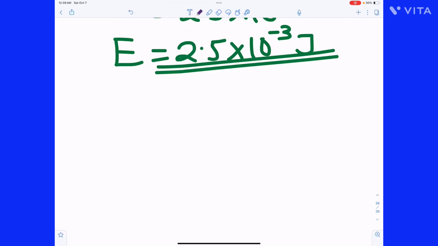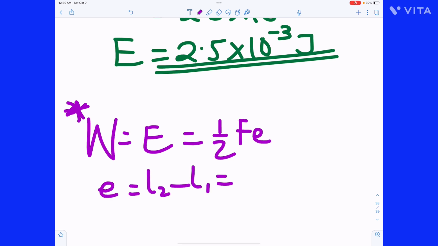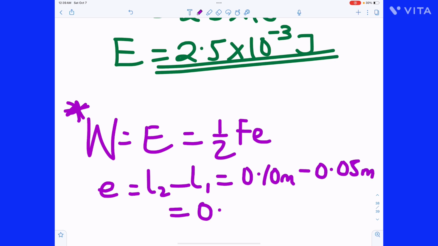I could have said, okay, work done is energy stored. Energy stored in the wire is work done, which is half Fe. So my extension is L2 minus L1, which is 0.10 meters minus 0.05 meters. And that gives me my extension as 0.05 meters.